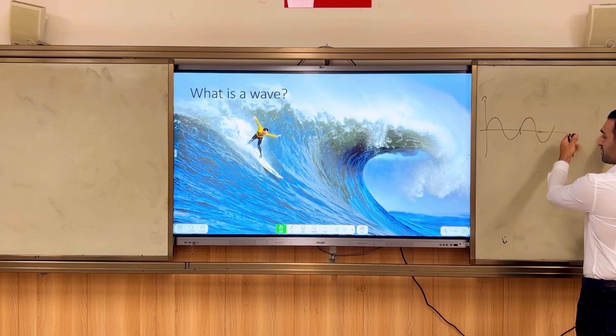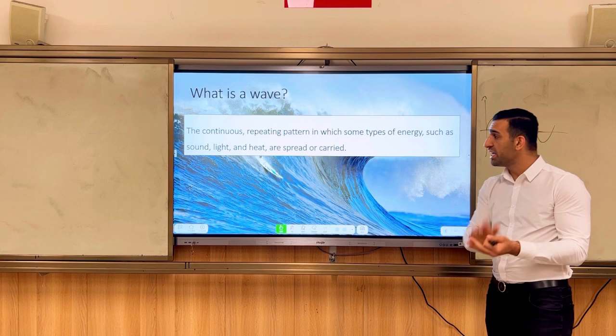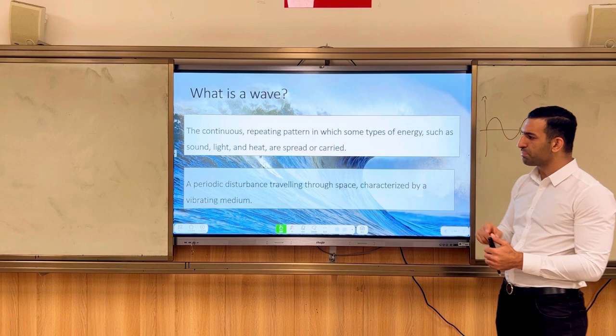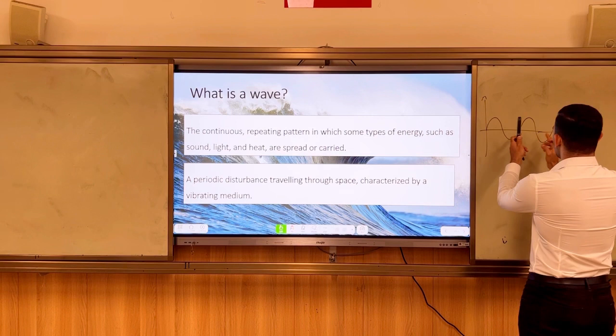So we can just say it's a continuous repeating pattern in which some types of energy, like sound, light, heat, are spread or carried, right? There's another definition in your book which says a periodic disturbance traveling through space. Periodic means continuous repeating. One period, two period. So periodically, they are changing and repeating.